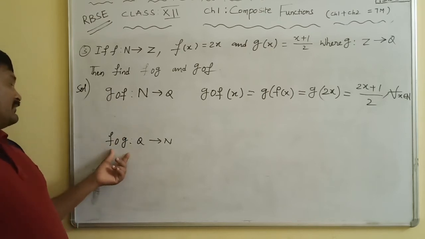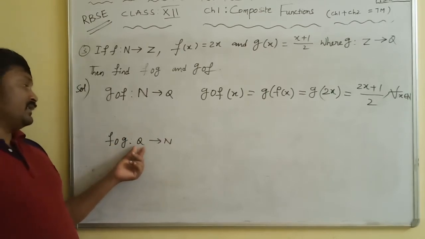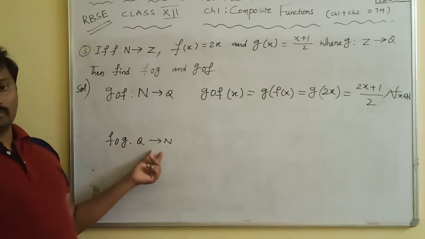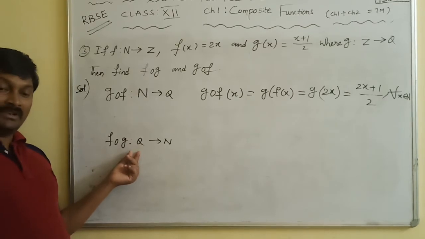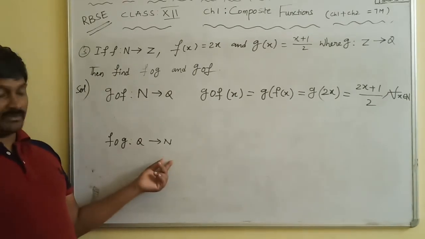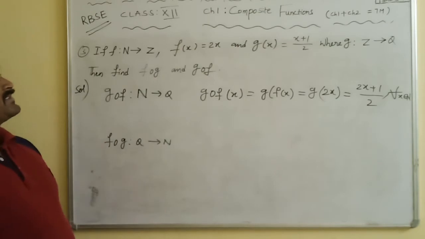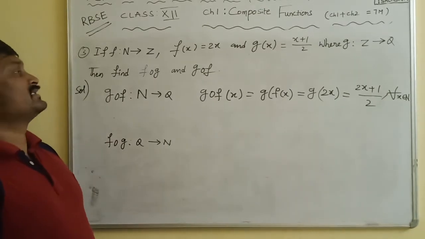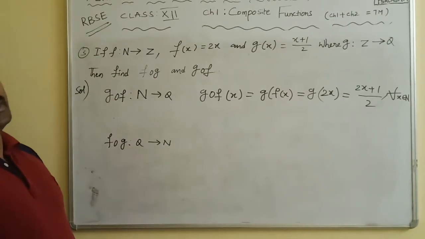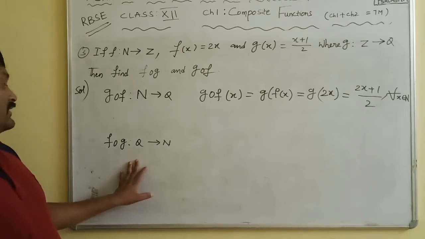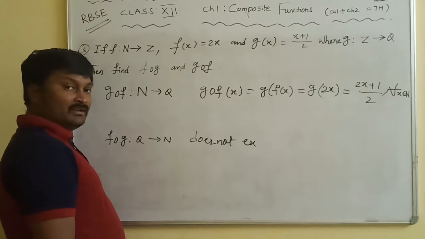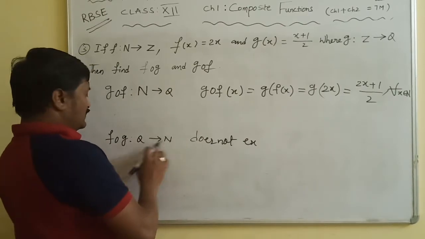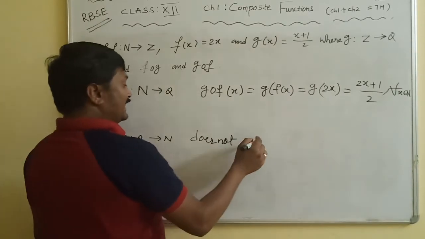Let us go for F circle G. Here it is Q to N. Q is nothing but rational numbers. Rational number to natural number is highly impossible, so we can say it is not one-to-one and not onto. Therefore the function F circle G does not exist. So directly we'll write: does not exist.